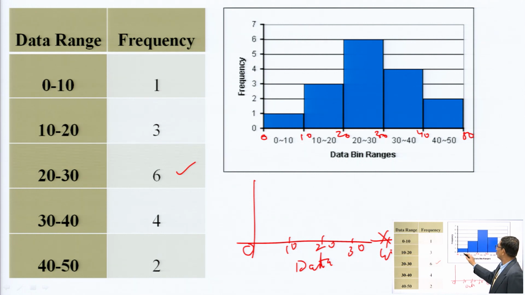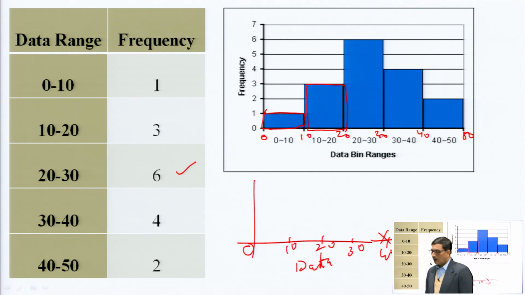Now, 0 to 10 is 1. So, 0 to 10 and the point is 1, and we form a rectangle. Similarly, 10 to 20 are 3, the point is 3. So, we move like this, and this is the next rectangle, and we form all the rectangles, and this is the histogram.